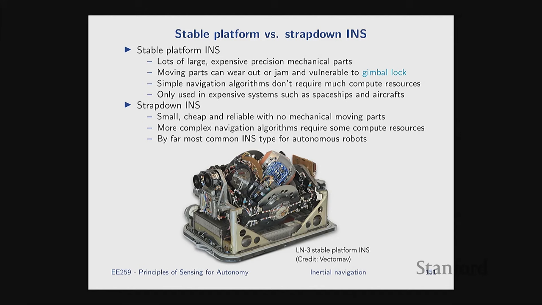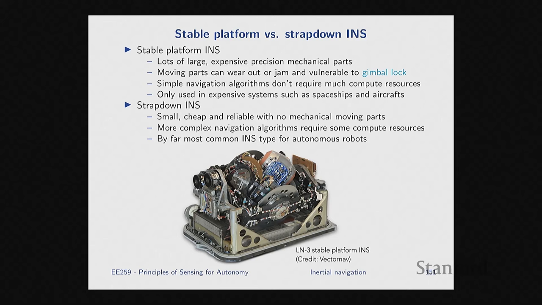But that's the case where these three gimbals get into this weird state, and then they cannot basically get out of it. And you need to reset the device, basically. But what's good about it is that your navigation algorithms are extremely straightforward. You just take acceleration. You know it's already aligned to the global reference frame, just integrate it twice, and that gives you basically position. But they're expensive and only used in essentially space and military applications.